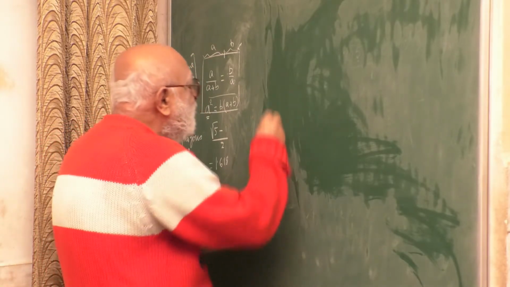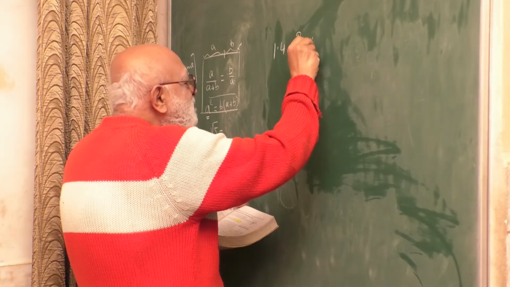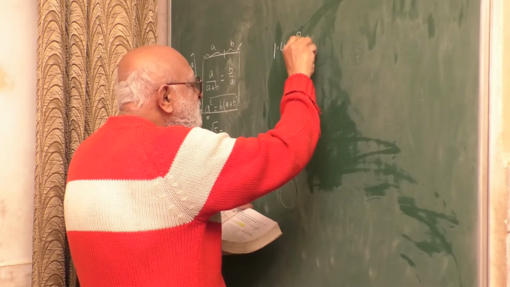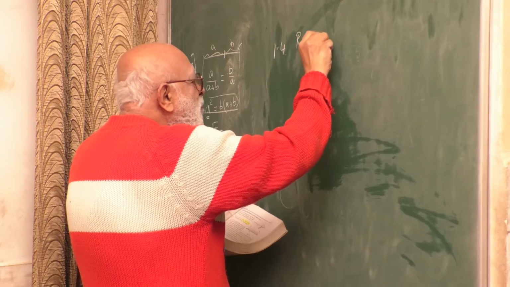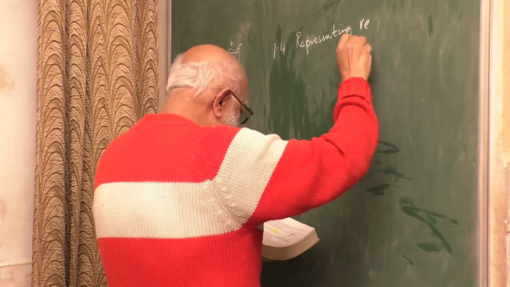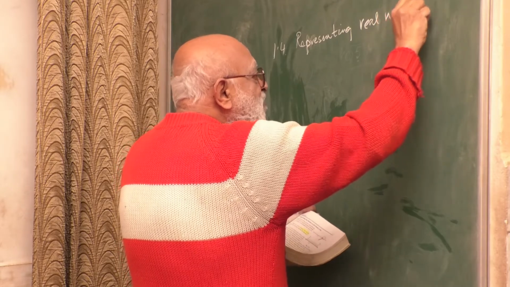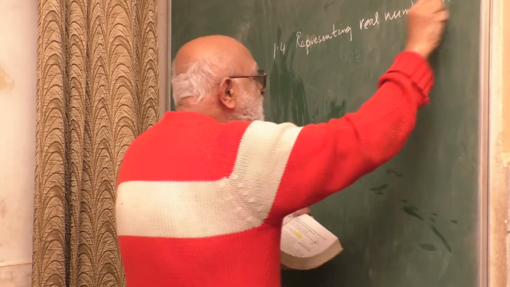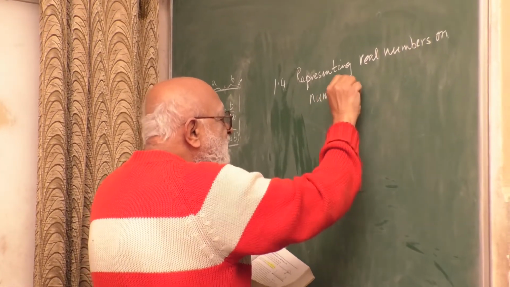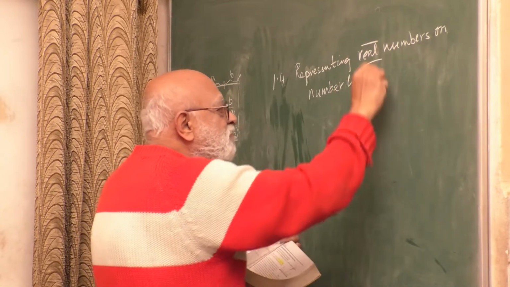This is called 1.4 and this is representing real numbers on number line. So now this is important, real numbers.